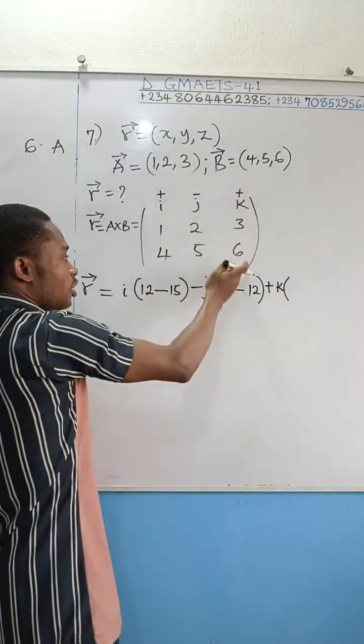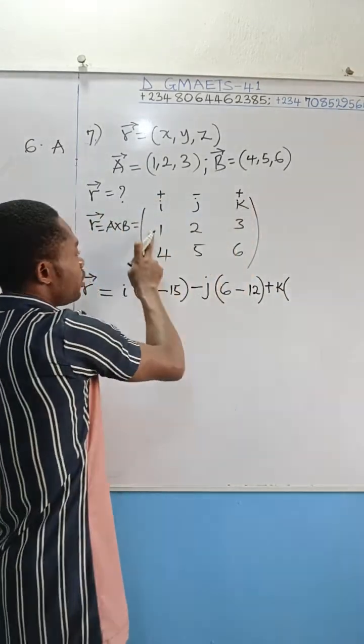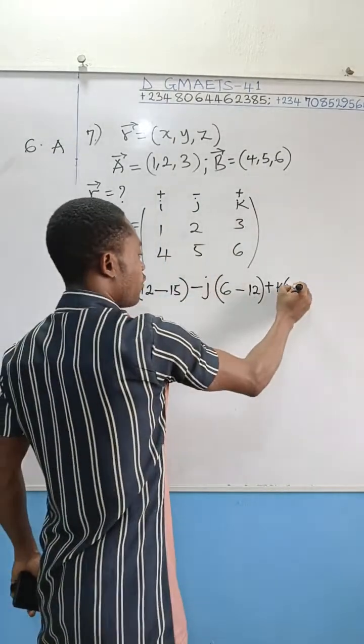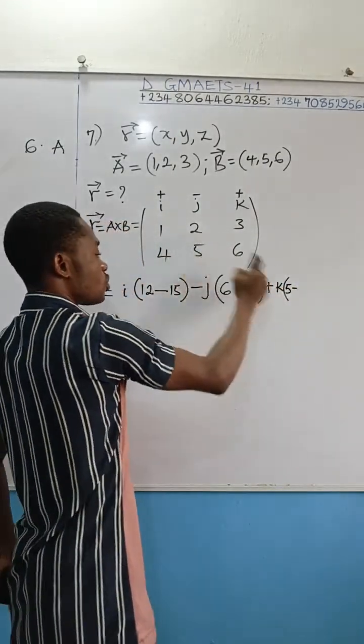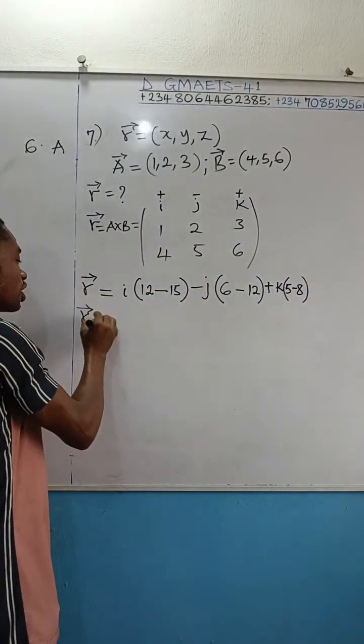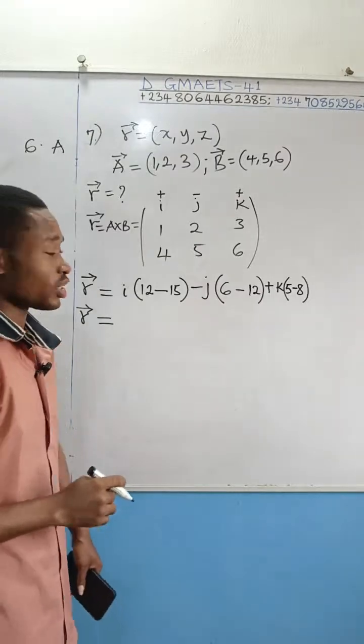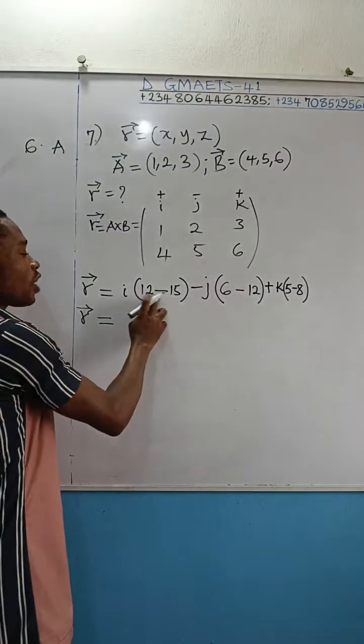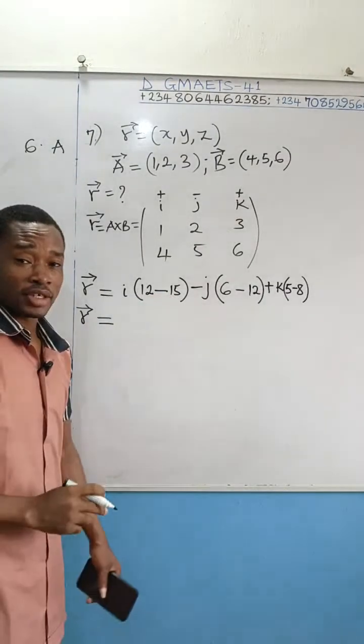Delete the column, delete the row. You'll be left with 1 times 5, which will give you 5, minus 4 times 2, which will give you 8. So the representation of the vector we are looking for, vector R, will now be 12 minus 15, which will give you minus 3.